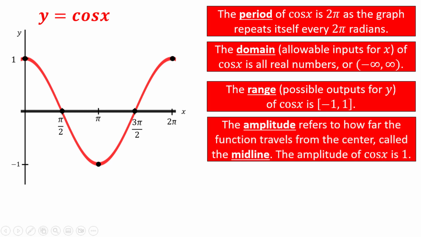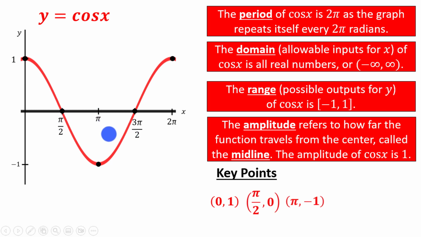The amplitude, which is how far the function travels from its center, called the midline, is just going to be 1, just like sine. We go 1 unit below the midline of the x-axis, and we go 1 unit above, so that means the amplitude is 1. To graph y equals cosine of x, we used a few important key points. We had (0, 1), (pi over 2, 0), (pi, -1), (3 pi over 2, 0), and (2 pi, 1).